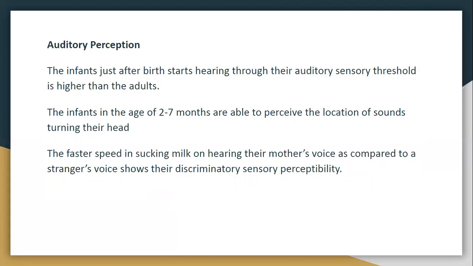The infants in the age of 2 to 7 months are able to perceive the location of sound and they turn their head towards the location of sound. यानी कि जिस साइड से उनको आवाज आ रही होगी वो उस साइड पे अपना सर टर्न करते हैं. And the faster speed in sucking of milk on hearing their mother's voice as compared to a stranger's voice shows their discriminatory sensory perceptibility.